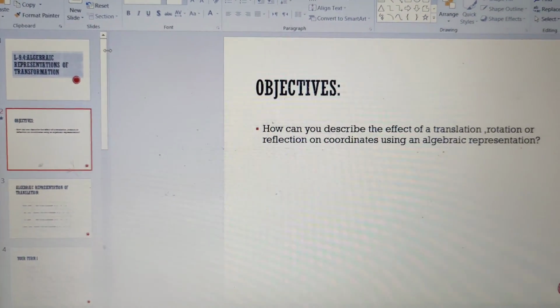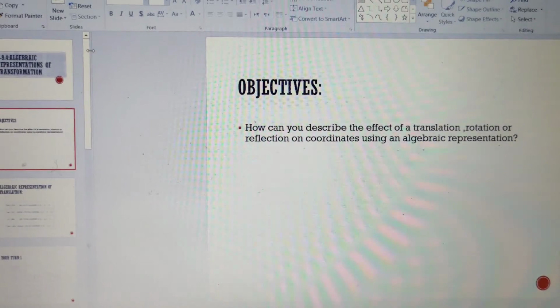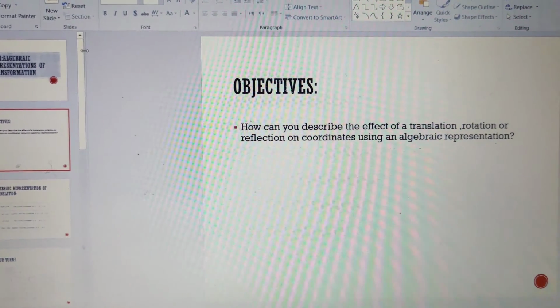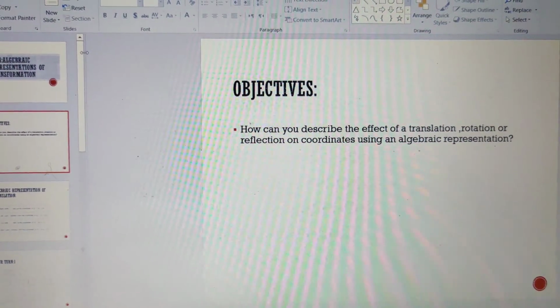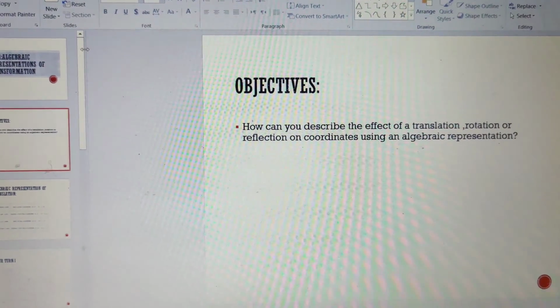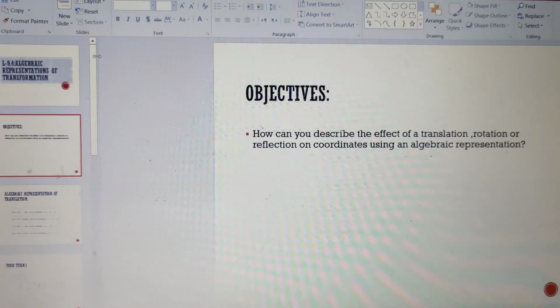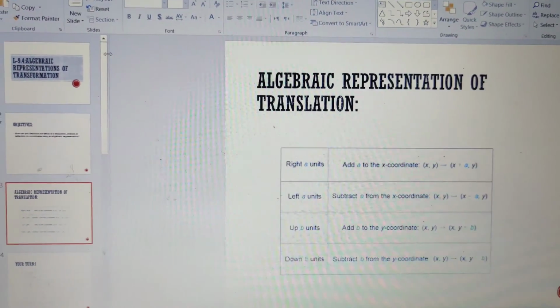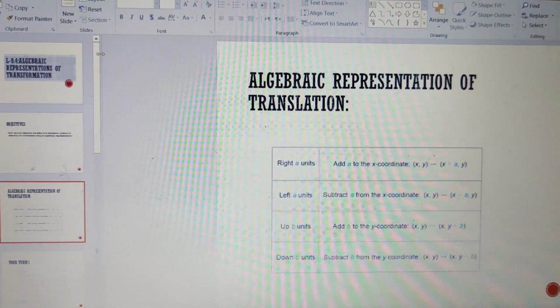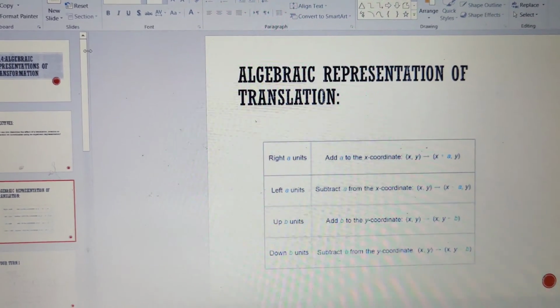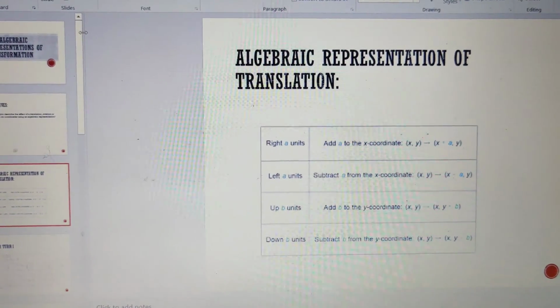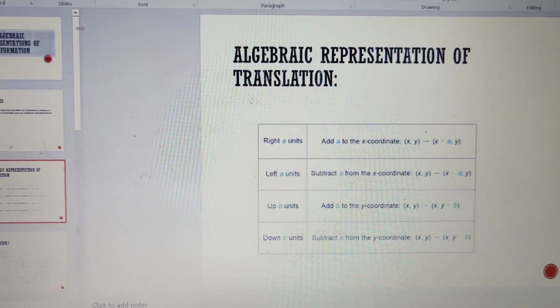Our objective for this lesson is how can you describe the effect of translation, rotation, or reflection on coordinates using an algebraic representation. That means we have to represent those transformations in an algebraic way. Okay, we have a formula for each of the transformations. First of all, we will discuss the algebraic representation of translation.